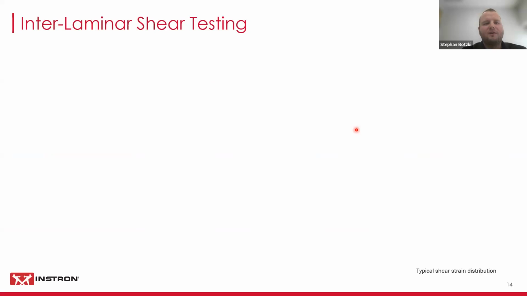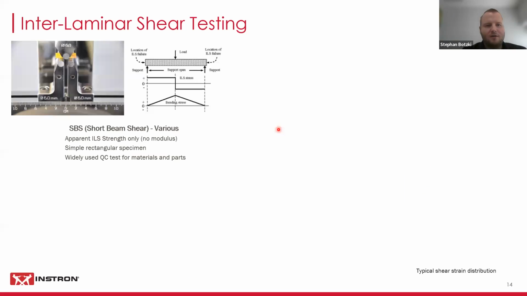Now moving on to interlaminar shear testing. Now we have the short beam shear here. There's various examples for that. So you can use supports here, very, very narrow, very close to each other. And then you have that anvil coming down. You have that small specimen, you can see here in yellow-orange, coming down.